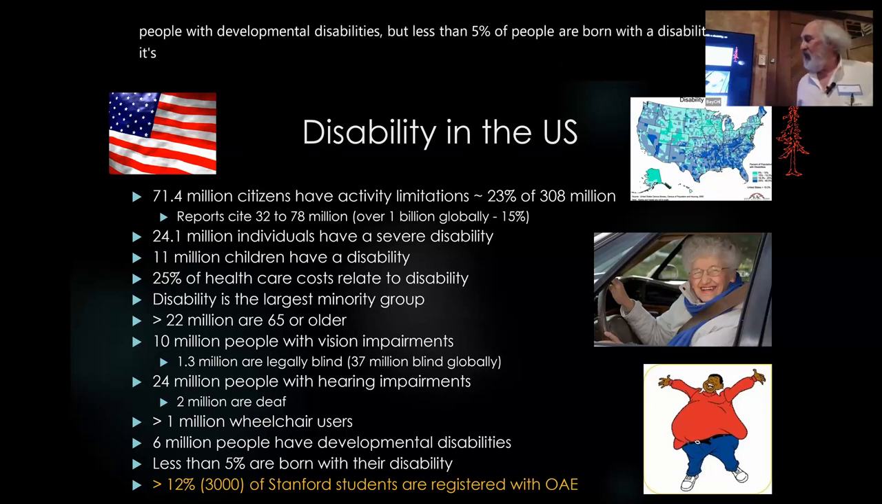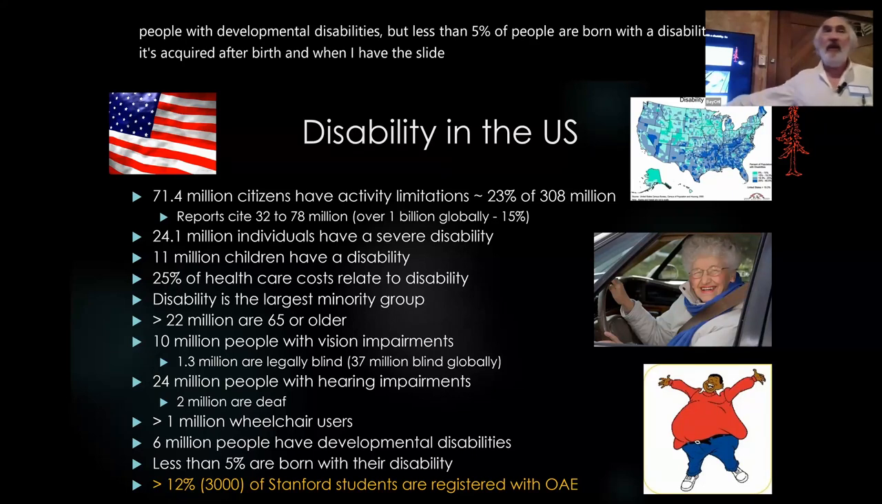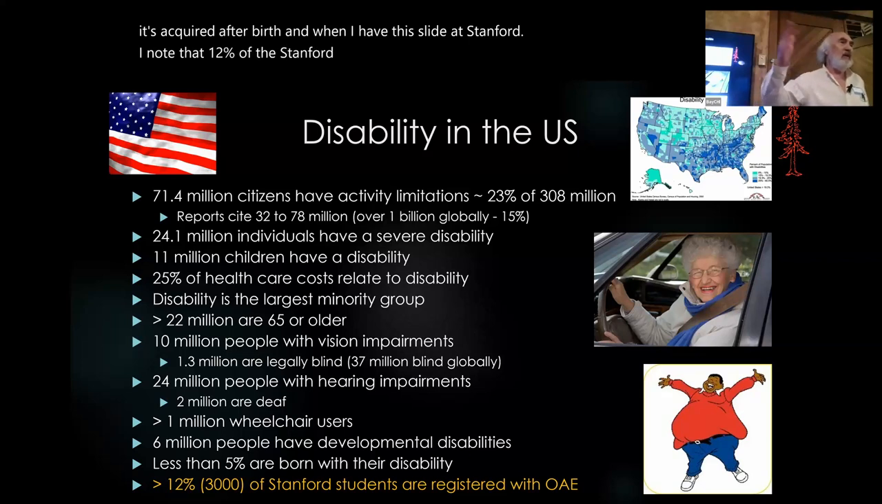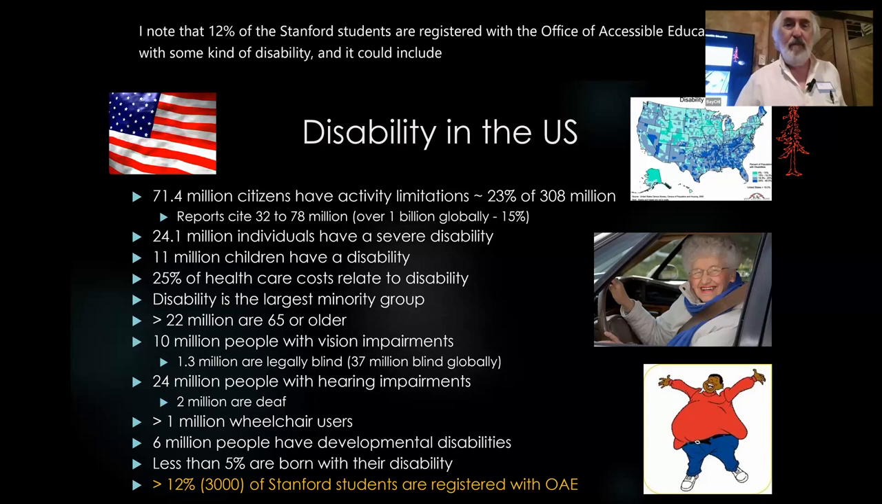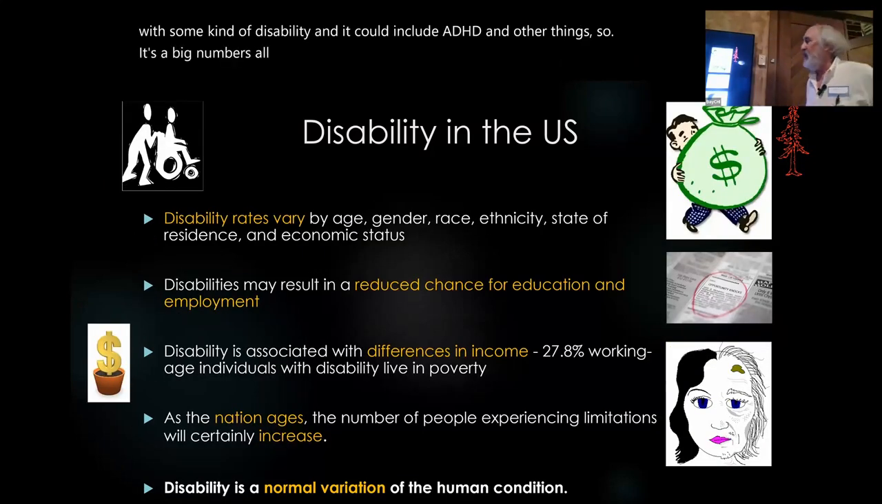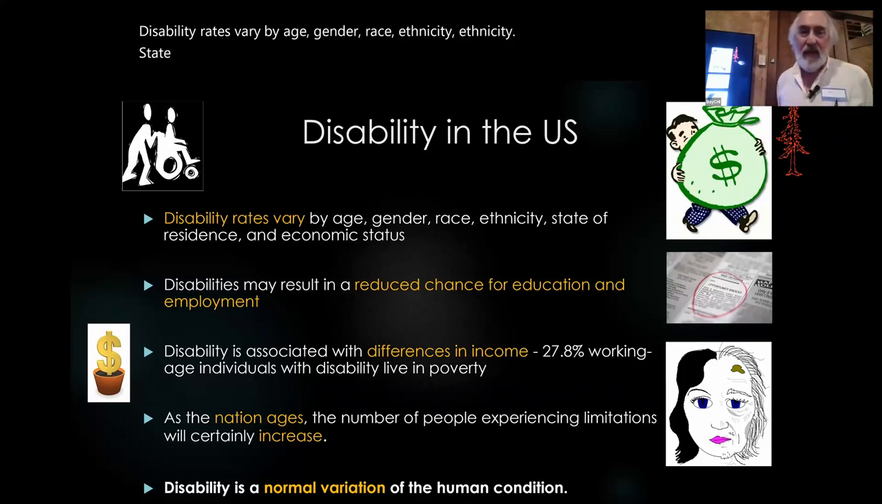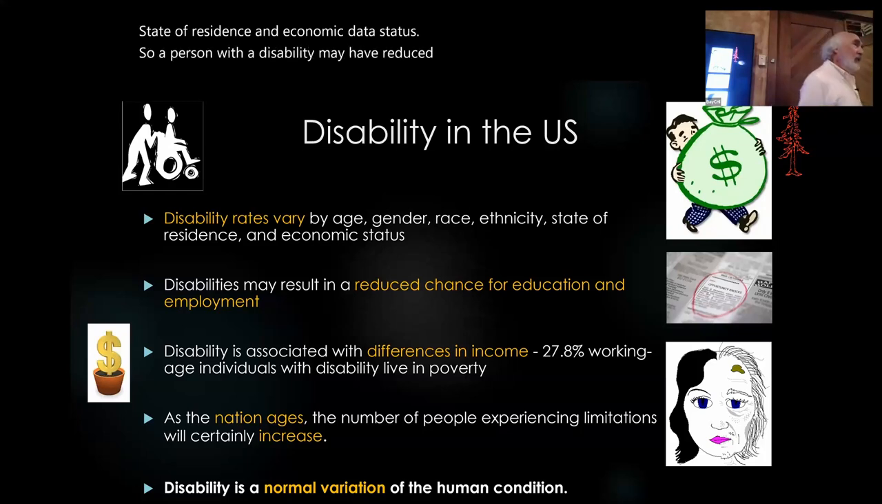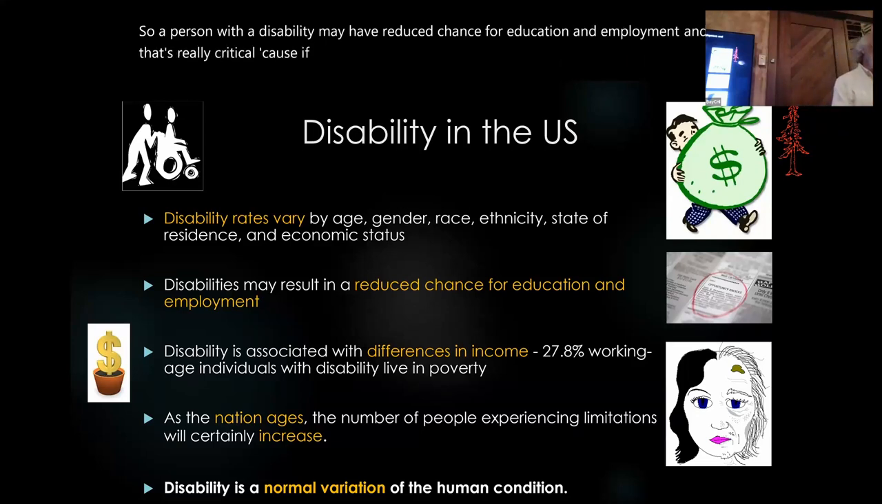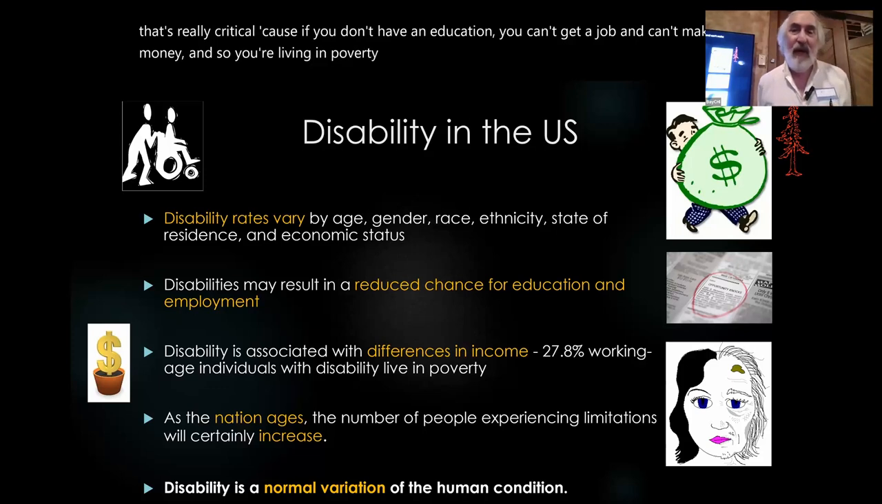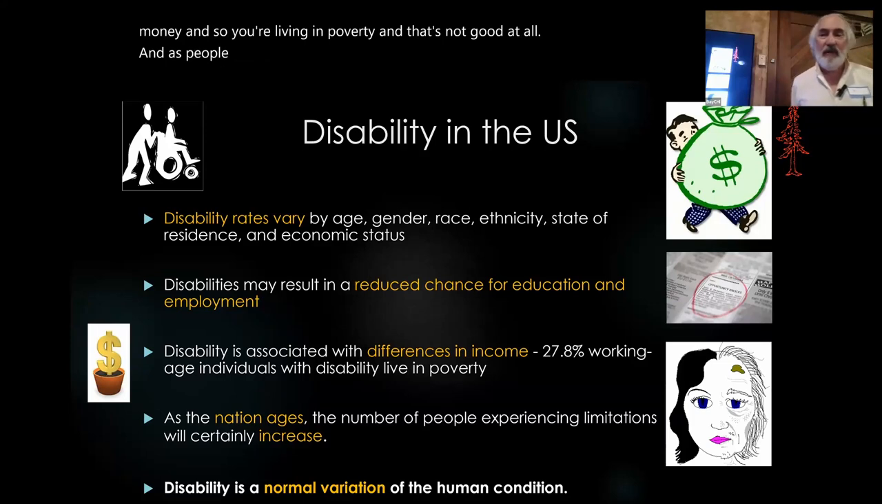And when I have this slide at Stanford, I note that 12% of the Stanford students are registered with the Office of Accessible Education with some kind of disability, and it could include ADHD and other things. So it's big numbers all over. Disability rates vary by age, gender, race, ethnicity, state of residence, and economic status. So a person with a disability may have reduced chance for education and employment. And that's really critical, because if you don't have an education, you can't get a job and can't make money. And so you're living in poverty, and that's not good at all. And as people age, the number of people experiencing limitations will increase.